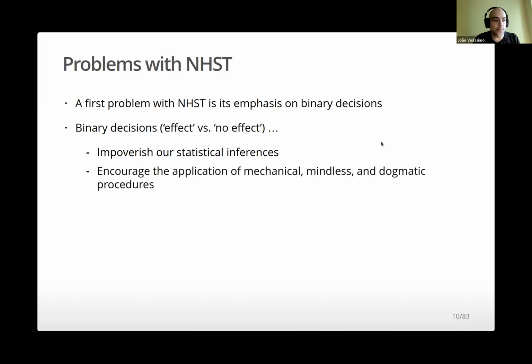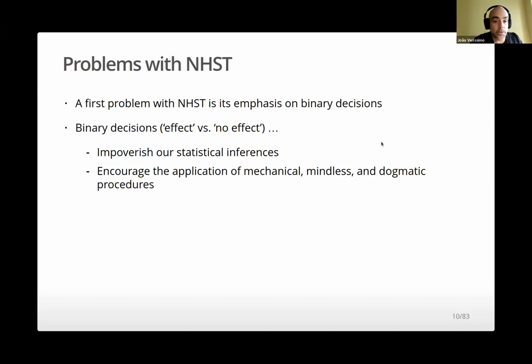At the same time, if we're focusing on effect versus no effect, this kind of mentality tends to encourage the application of very mechanical procedures, very dogmatic procedures, and procedures that we don't think about. So we'll look at that p-value, and if the criterion is not the p-value, if it's a t-value above 2, then we'll look at the t-value. We don't care about our estimates or the properties of our model. What we really want is to get that p below 0.05. And for good reasons, of course, because then maybe we'll publish or get tenure or whatever it may be.